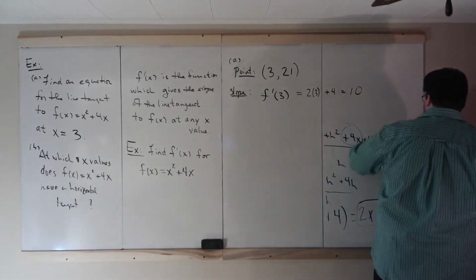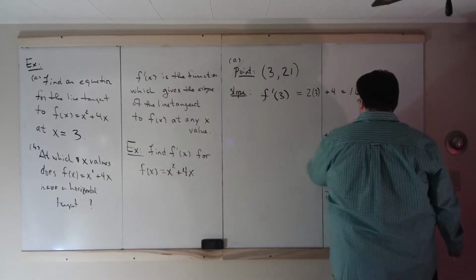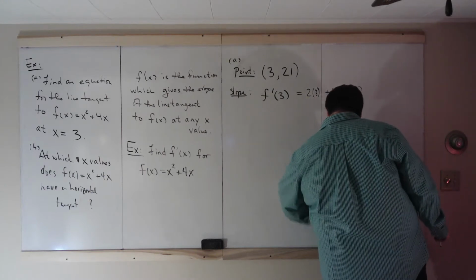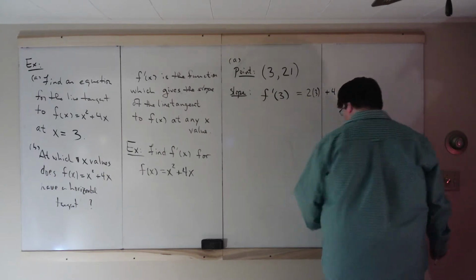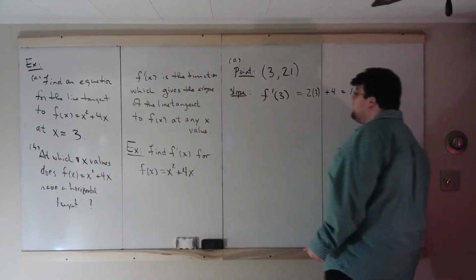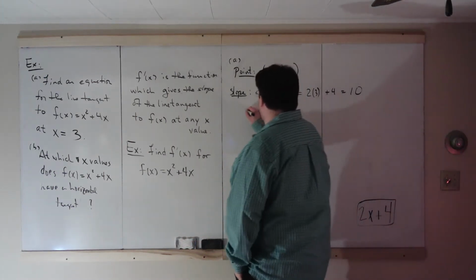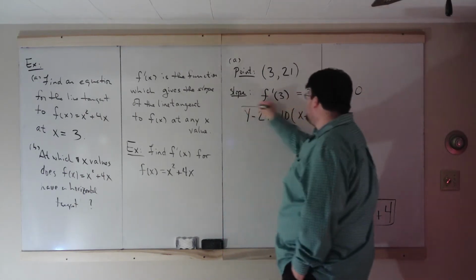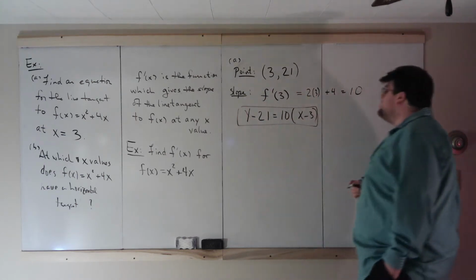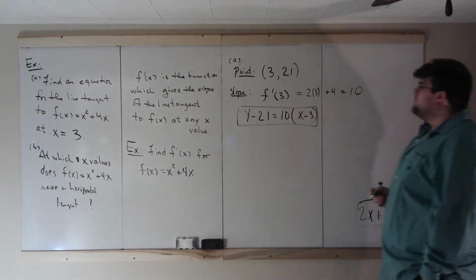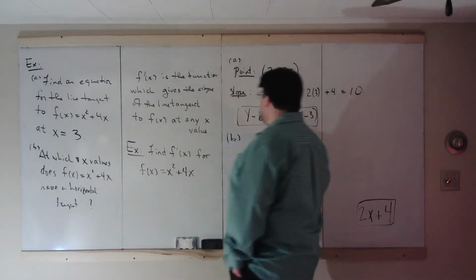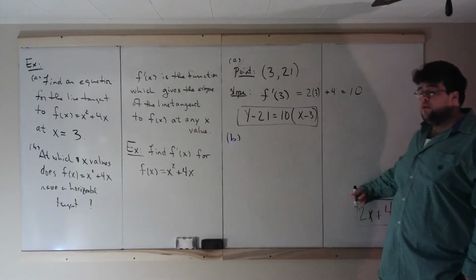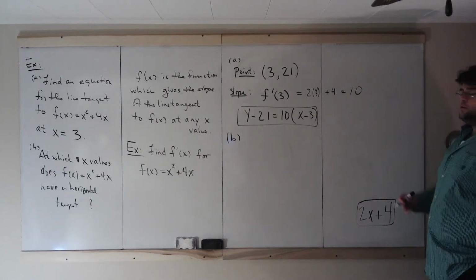So to find the point, we used the original function because the point on the tangent line was also on the original function. To find the slope, we used the derivative, which we found in the previous example. And now we just need to put them together. So y minus the y value equals the slope times x minus the x value. Great. Equation for a line, we need a point, we need a slope. The derivative tells us how we can find the slope.